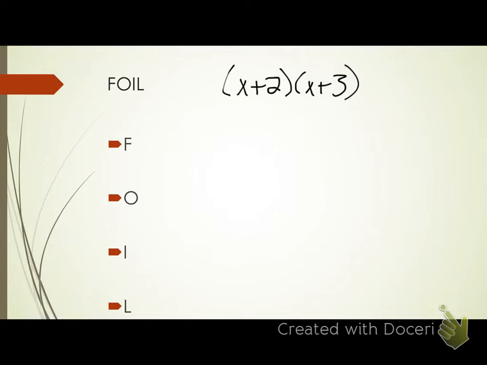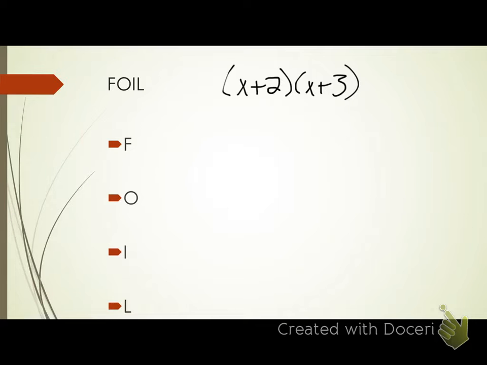I got a polynomial times a polynomial here, correct? x plus 2 times x plus 3. What kinds of polynomials are these? Binomials. Why are they called binomials? Because they each have two terms. What are the two terms in this polynomial? x and 2. What are the two terms over here? x and 3. So these are binomials, right? Two terms means it's a binomial, like a bicycle has two wheels.